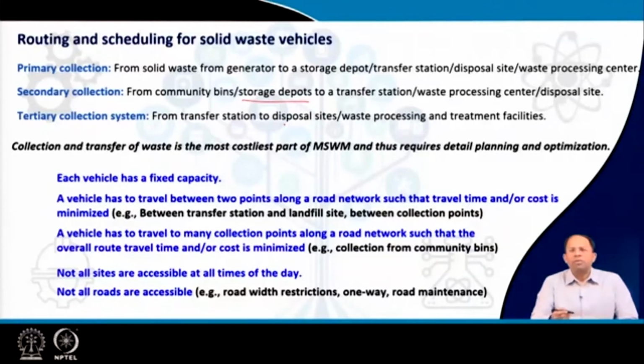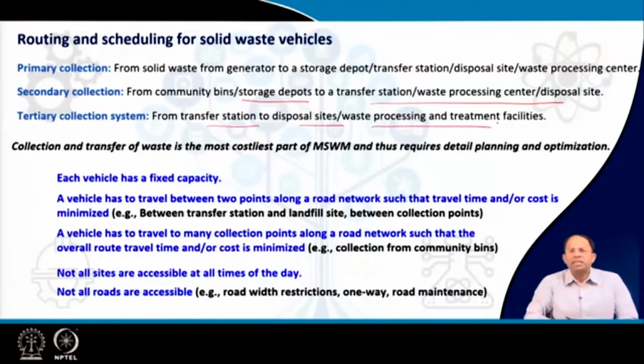A storage depot is somewhere where the primary collection from door-to-door waste is being brought. This secondary collection involves taking garbage either from a storage depot or from a community bin to a transfer station, waste processing center, or a disposal site. Finally, the tertiary collection system is the transfer of waste from a transfer station to disposal sites or waste processing and treatment facilities.